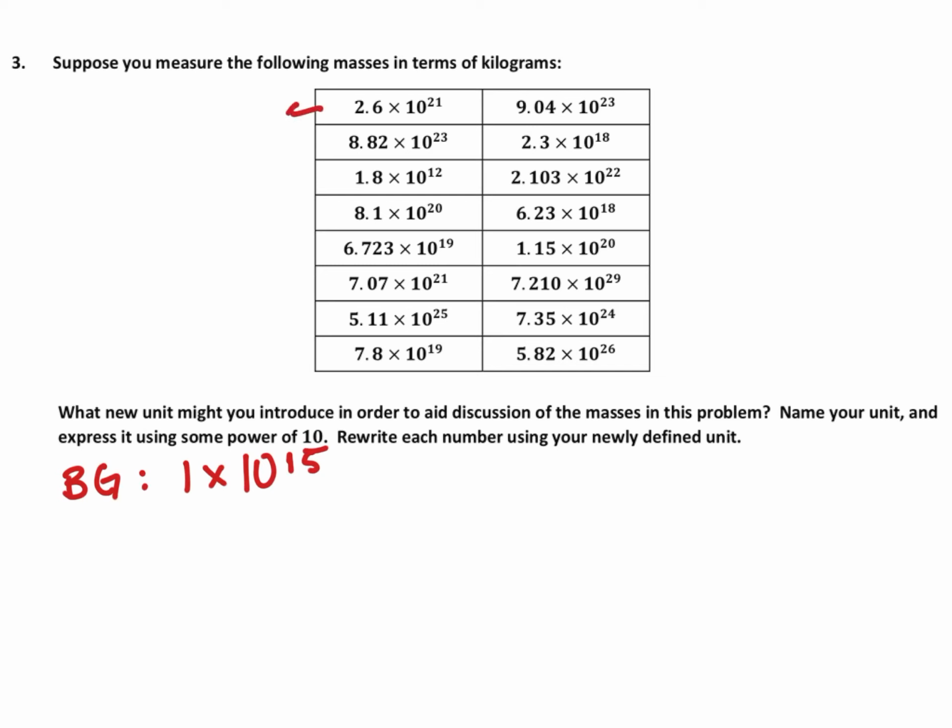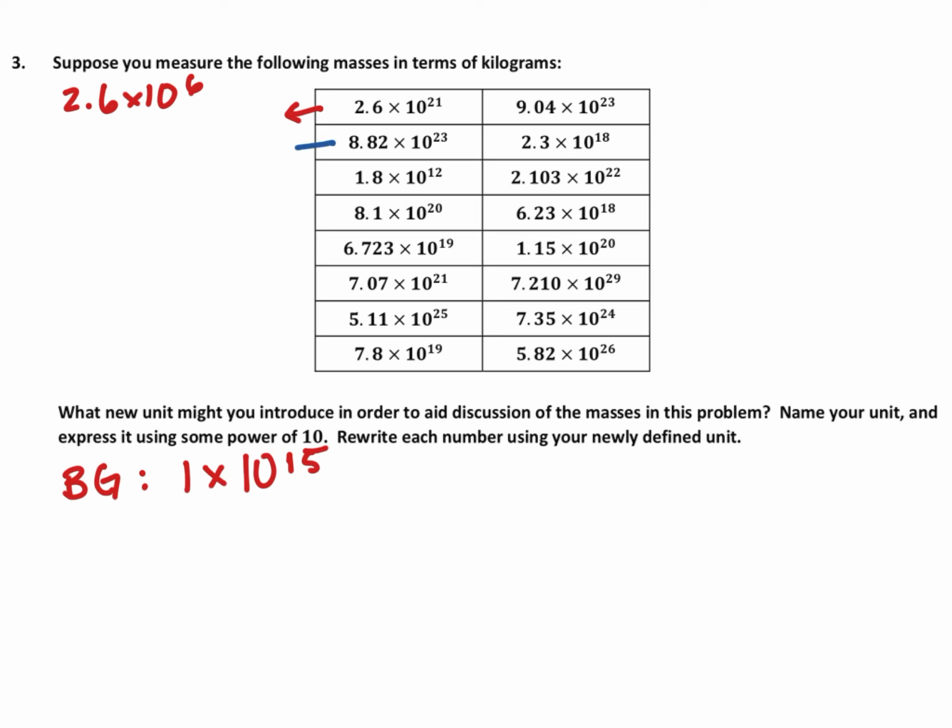For this first one, 2.6 times 10 to the 21st power divided by a BG. What's going to happen is my decimal, 2.6 divided by 1, will stay 2.6. And my exponent will be subtracted by 15. So 21 minus 15 is an exponent of 6. So this one here is 2.6 times 10 to the 6th.